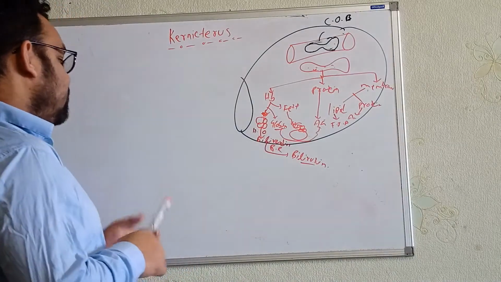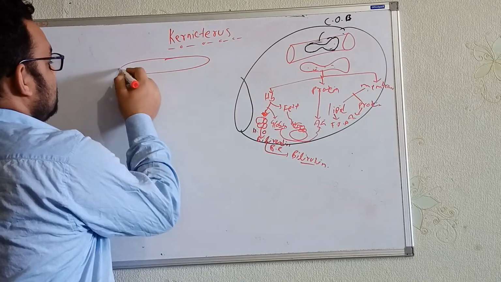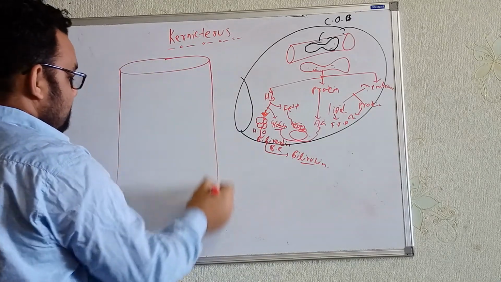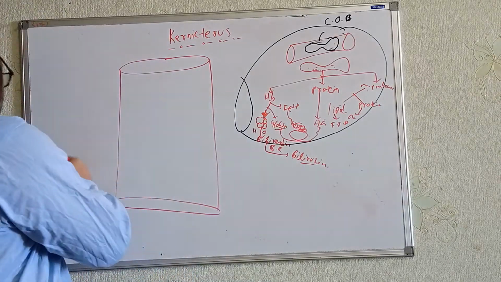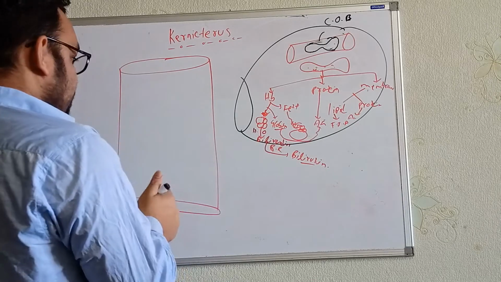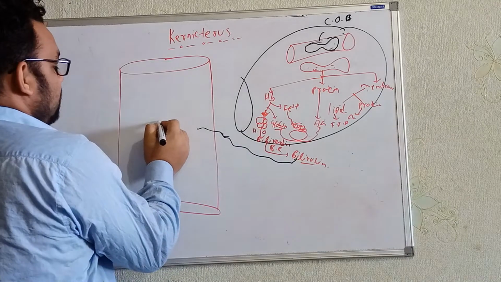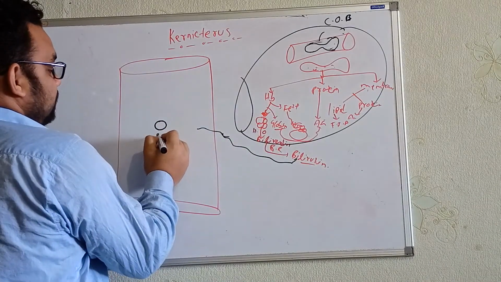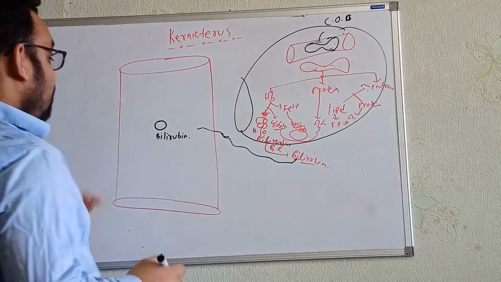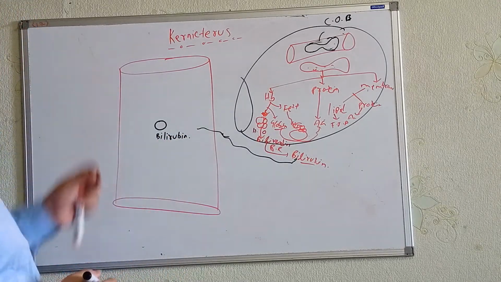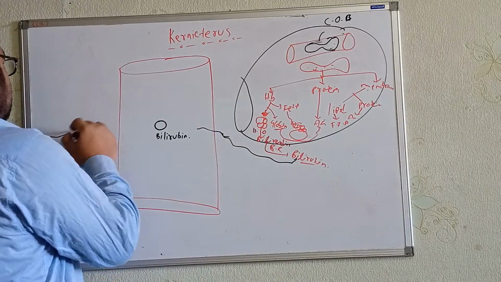Now it will come into the general circulation. I have already said that this bilirubin will be carried through the general circulation. Now there is a chance for the bilirubin to go here and there because it is in free form. So for that reason, the liver will secrete a protein.